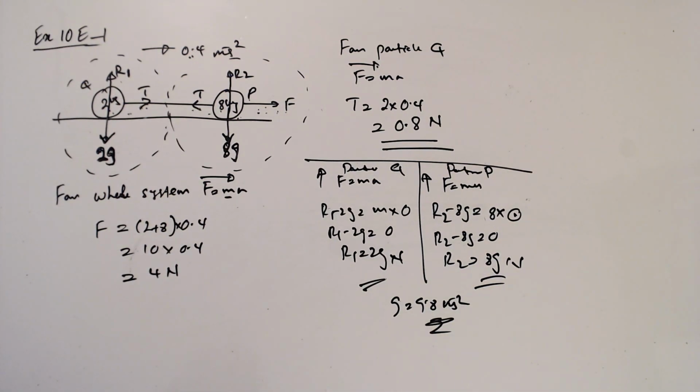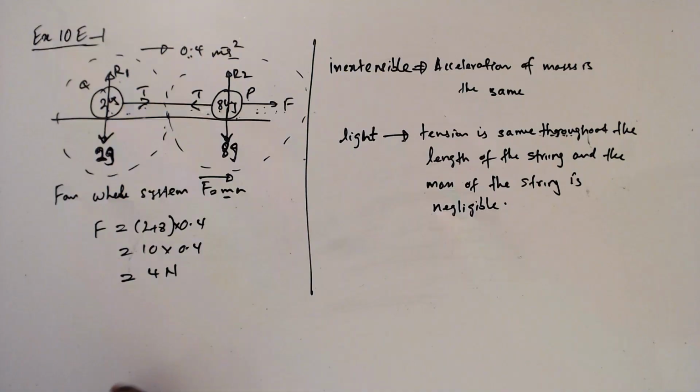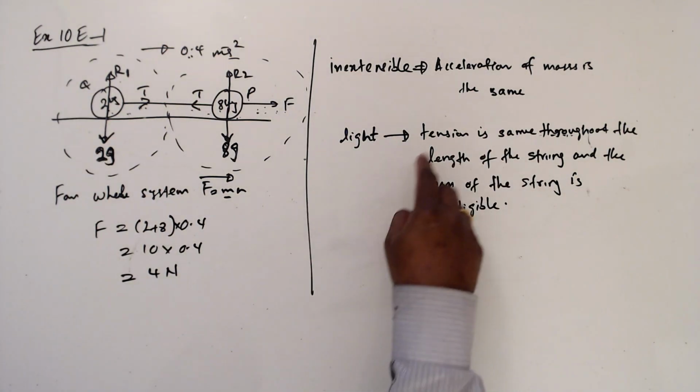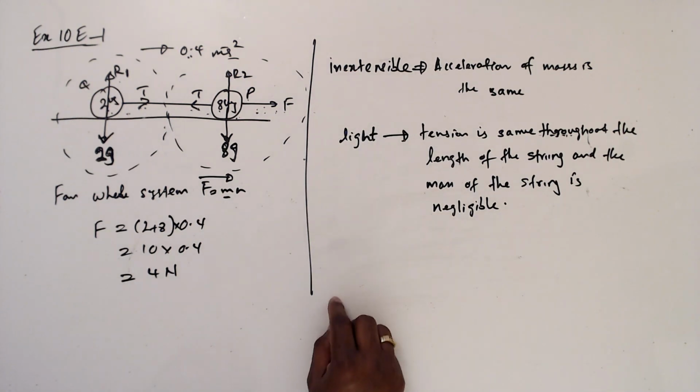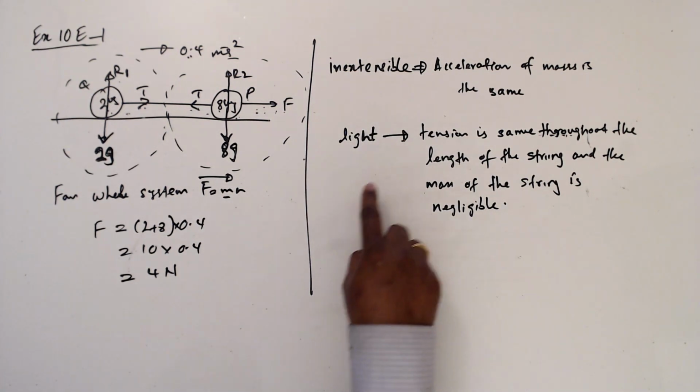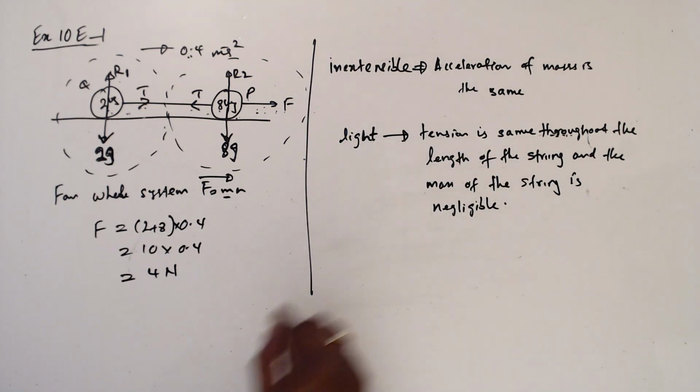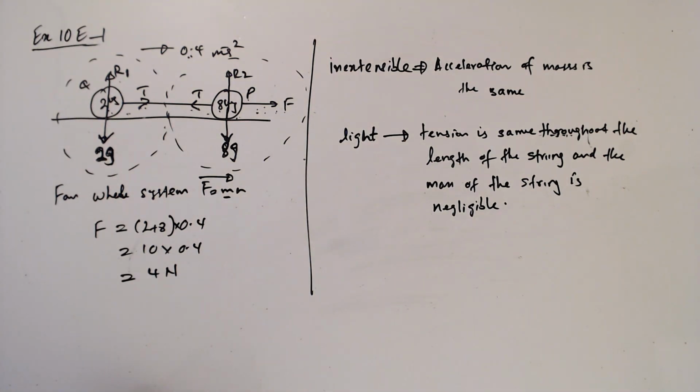Part C is explain the modeling assumption. This is as usual. Inextensible means acceleration of the masses is the same. Light means tension is the same throughout the length of the string, and the mass of the string is negligible.